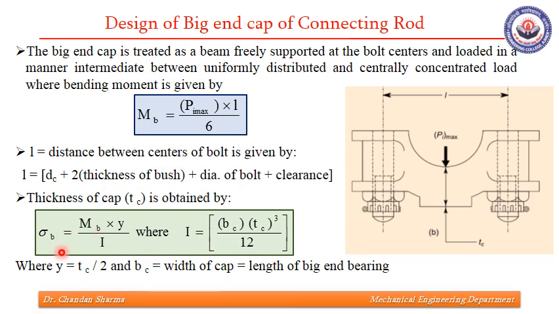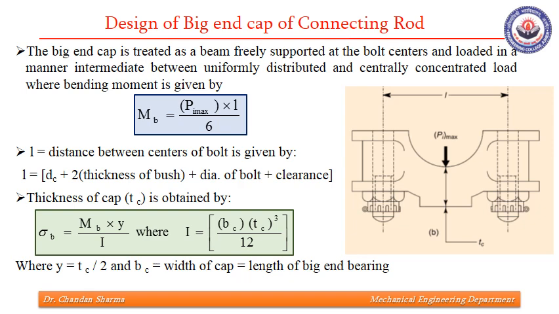So using the famous formula M by I equals sigma by y, and treating this to be under bending, we can find I as bc tc cube upon 12, where bc is nothing but the width of this cap, which is equal to the length of the big end bearing that we have already found. So putting the value of Mb over here, y as tc by 2 and I as this, we have only one unknown, and that is tc, the thickness of the cap. We can find the thickness of the cap using this formula.